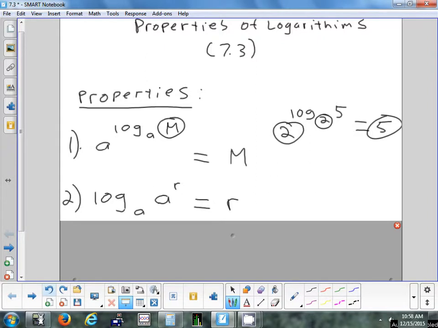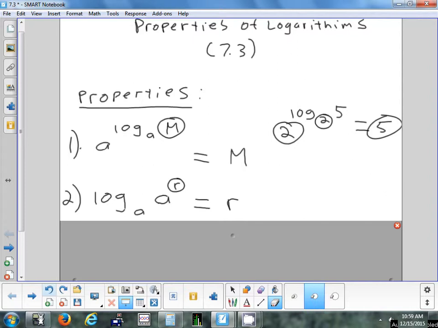Here's another one, a little bit different. It says log base a of a to the r equals r. So this one says as long as the base on your log and the base on your exponential in the argument match, it's the same idea. It cancels out, and the answer is whatever that exponent is. So if I had something like log base 7 of 7 cubed, what would that be if we simplified it? 3, yeah. Since the base on the log and the base on my argument match, they cancel each other out, and all I'm left with is that exponent. Any question on that rule?